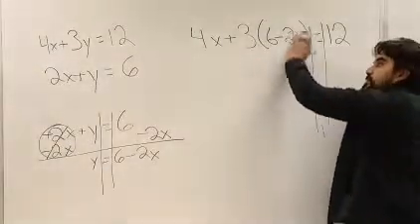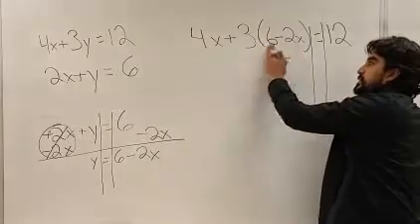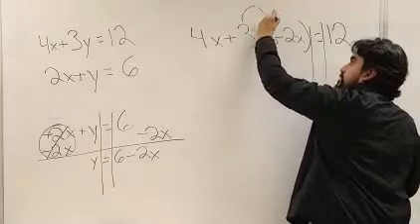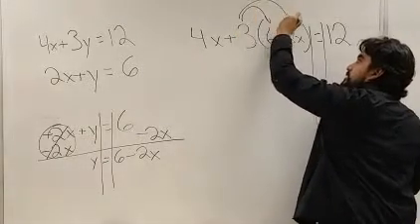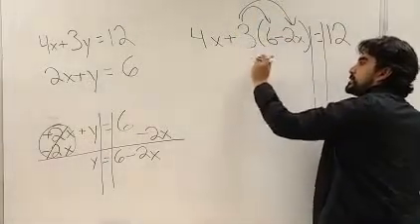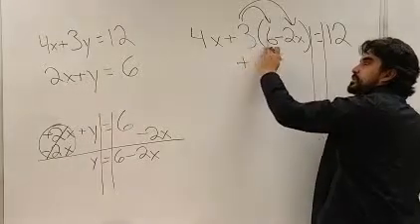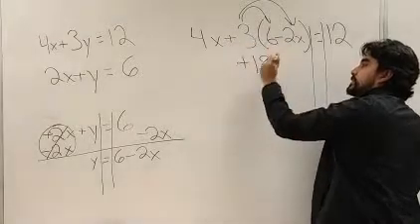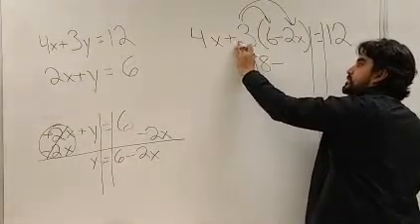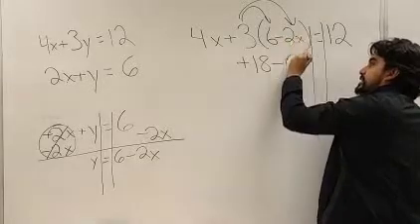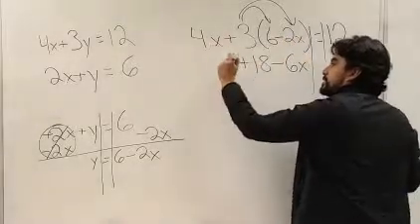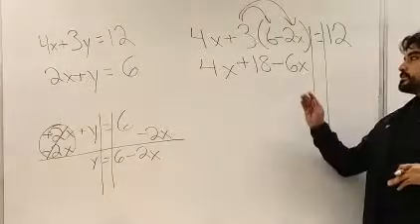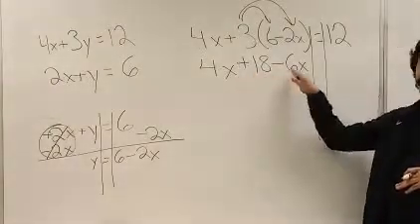Can I simplify my left side? Yes, I have parentheses here, so we know positive 3 is going to be distributed. Positive times a positive is a positive: 3 times 6 is 18. Positive times a negative is a negative: 3 times 2 is 6. And I have x, so I'm going to drop my 4x over here. Now I have 4x plus 18 minus 6x.